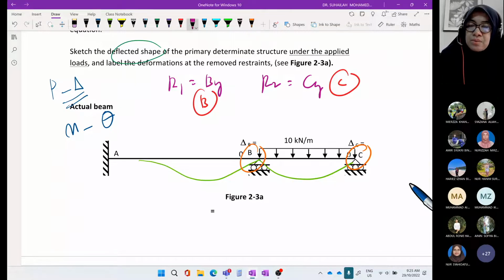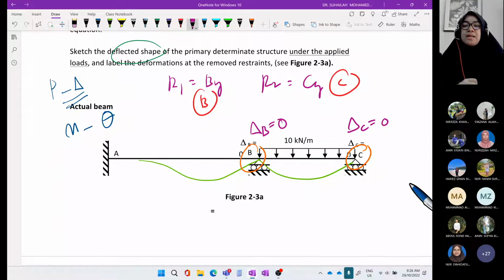Okay, so we have to mark delta B in the actual beam. That is equal to 0 because of the support, and we have to mark delta C, which is also equal to 0 because of the support. Delta B is equal to 0, delta C is equal to 0, because we have to look at the redundant positions. We have two redundant positions, B and C.